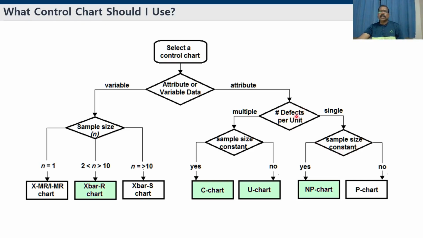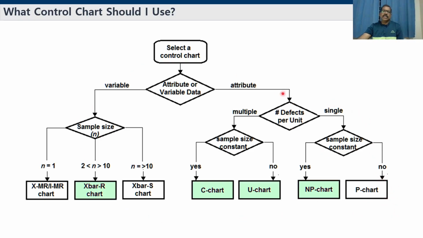For defects per unit, if multiple defects are there, we have to consider whether the sample size is constant or variable. If the sample size is constant, you have to go with the C chart. If the sample size is variable, then you have to go with the U chart. If there is a single defect per unit, then a constant sample means you have to go with the NP chart, or a variable sample means you have to go with the P chart.